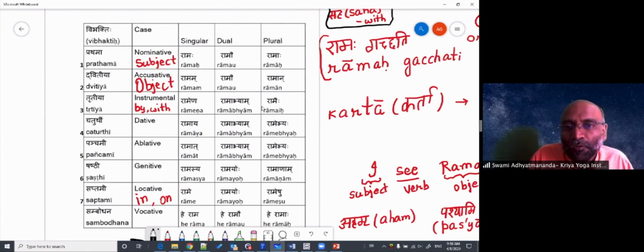Again, if you have multiple vehicles, for example, and there are many people going by many vehicles, you could use the plural. So simply understand that number depends upon the number of the thing for which you are using it.